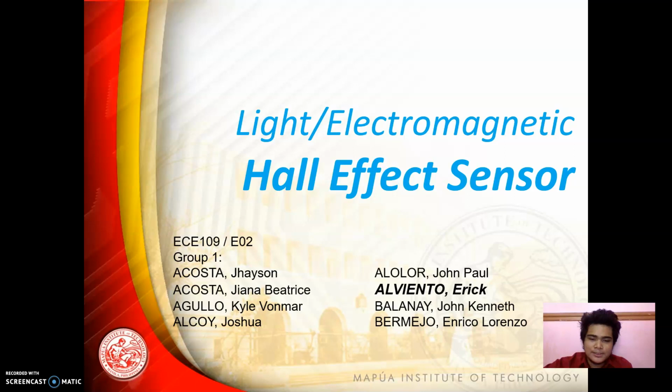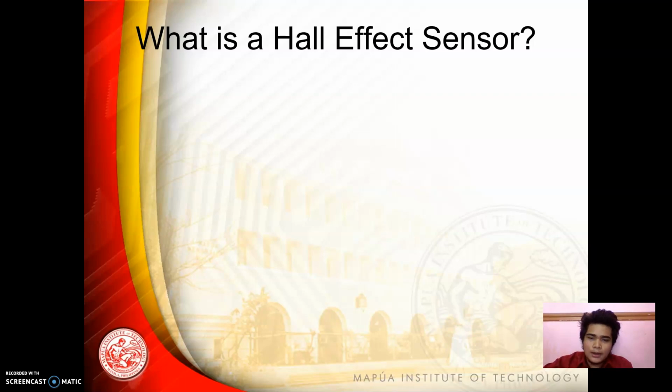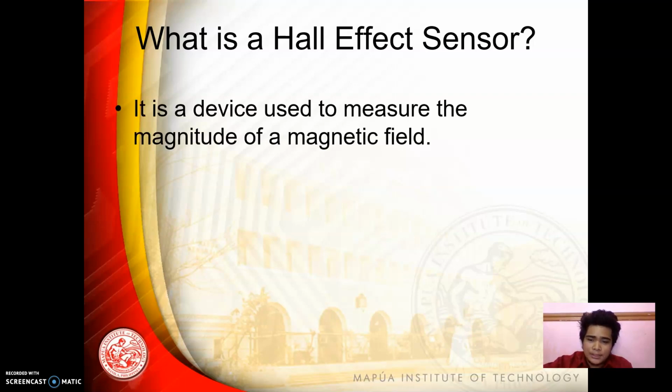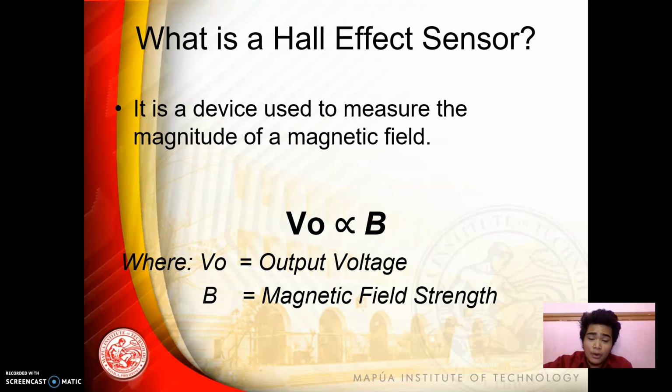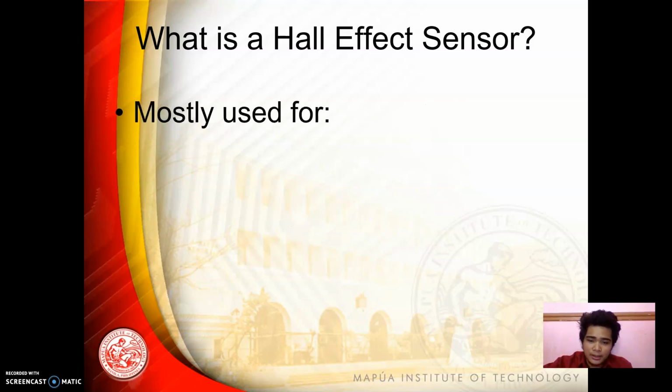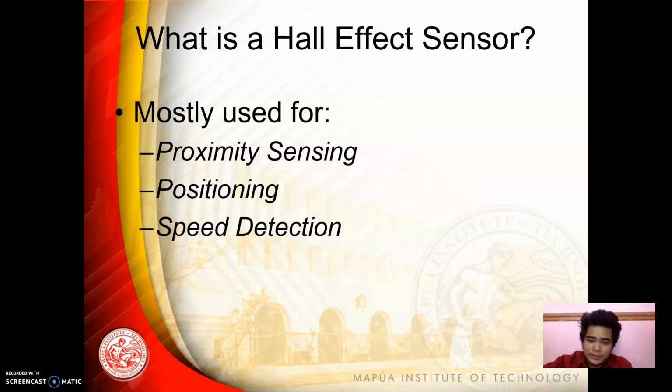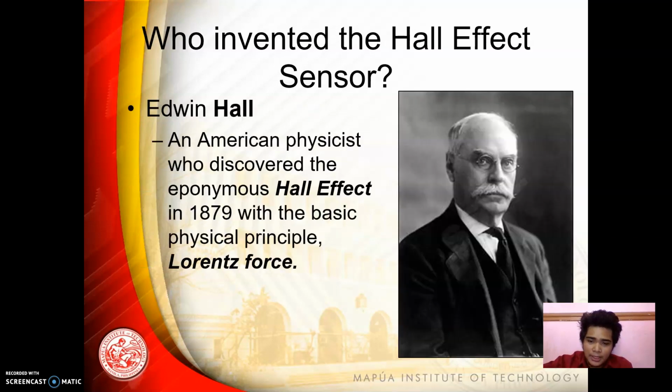ALVIENTO and I will be discussing the topic Hall effect sensor under light electromagnetic. What is a Hall effect sensor? A Hall effect sensor is a device used to measure the magnitude of a magnetic field, where VO is directly proportional to B, VO is the output voltage and B is the magnetic field strength. Hall effect sensors are mostly used for proximity sensing, positioning, speed detection, and current sensing applications.